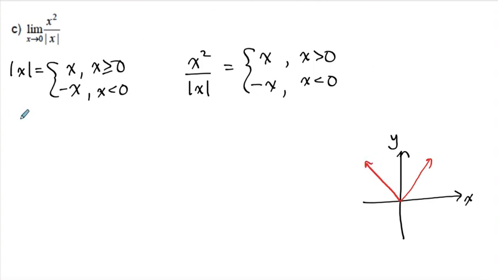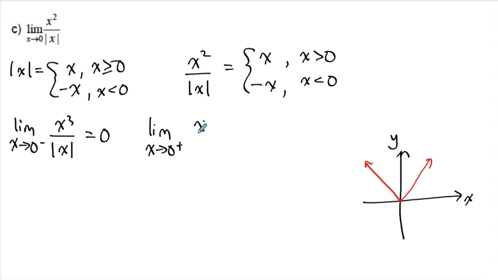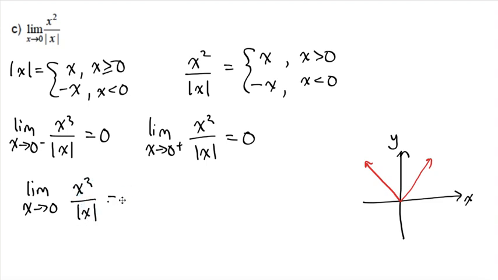And so I can see what happens to this function as x approaches 0 from the left-hand side of x squared divided by the absolute value of x. That's going to be 0. It gets closer and closer to 0. And what happens as x approaches 0 from the right-hand side? I'm going to have x squared over the absolute value of x. That's also going to approach 0. And so because the left-hand limit equals the right-hand limit, we can say that the limit as x approaches 0 of x squared divided by the absolute value of x is equal to 0.